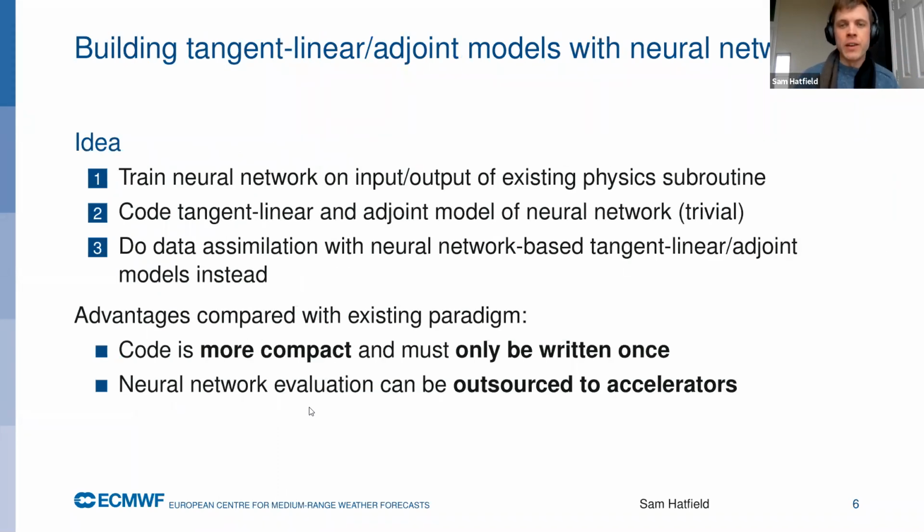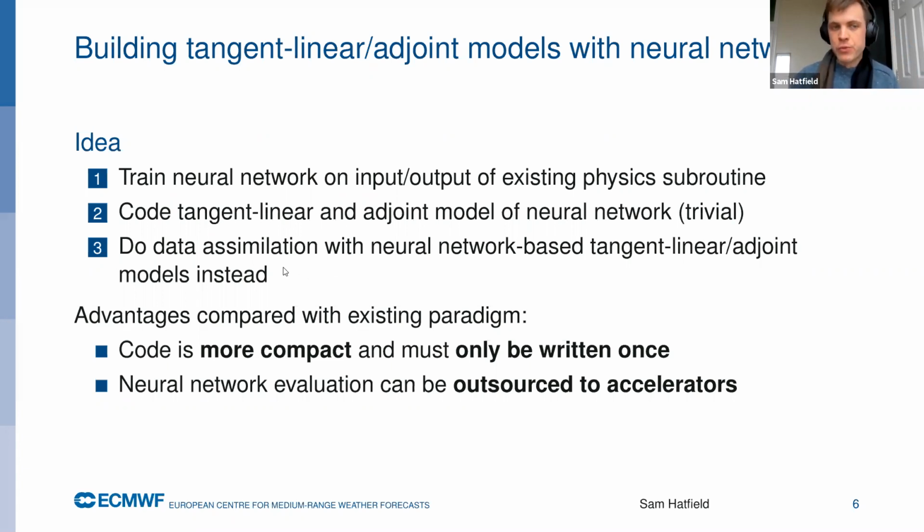So what I'm going to propose today is quite a simple idea. What we're going to do is train a neural network to emulate, to act as a surrogate for an existing physical parameterization subroutine. So it's going to be a drop-in replacement for just a Fortran subroutine that hooks up with the rest of the code nicely. Then, instead of coding the tangent linear and adjoint models of the original physics scheme, which, as I said, is quite difficult, we're going to do that for the neural network, which is trivial. And that's because neural networks are, by design, easily differentiable. And they have to be in order to train them through backpropagation.